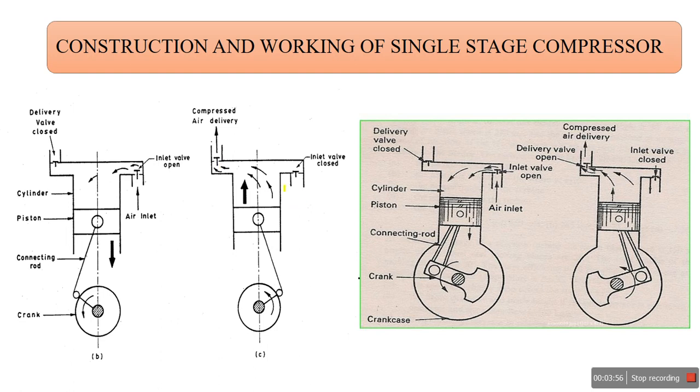When the piston moves from TDC to BDC in a downward motion, what happens? That movement creates a pressure inside the cylinder below atmospheric pressure. As a result, atmospheric air is sucked inside the cylinder. When the piston reaches BDC, the cylinder is fully filled with air. That is the swept volume, the volume swept or sucked in by the air.